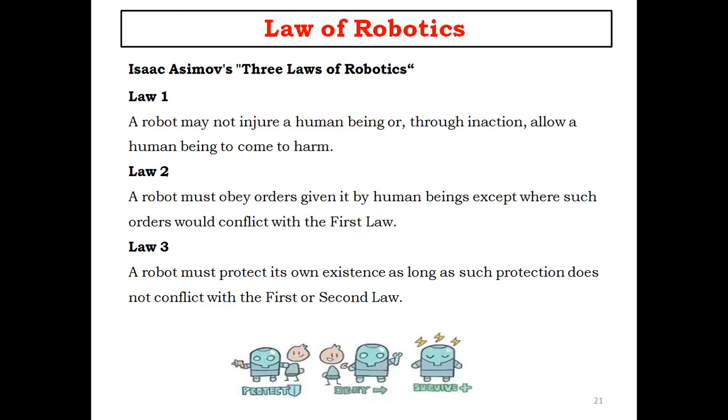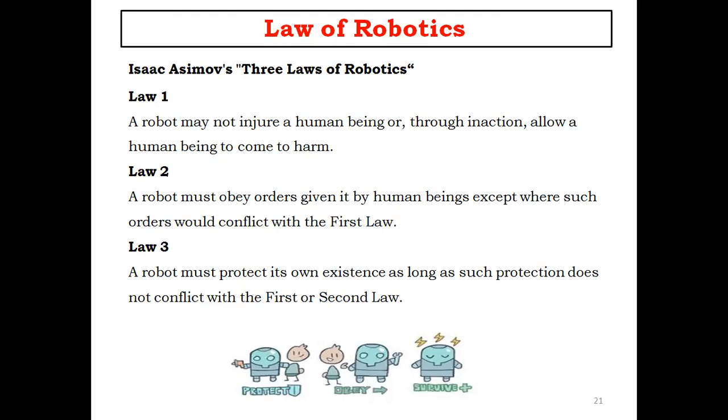Next, law 2: the robot must obey the orders given by a human being, except where such orders would conflict with the first law. So again, it should not injure the human being. The robot must obey the orders given to it by human beings. That is the second law.